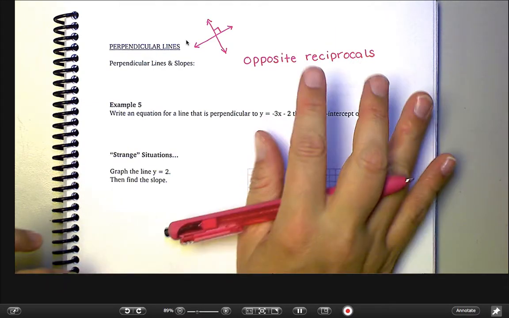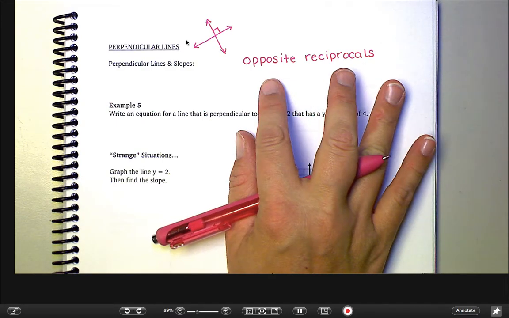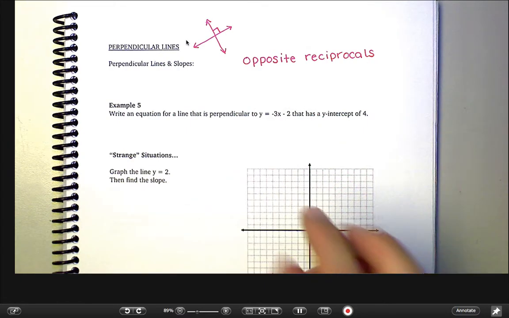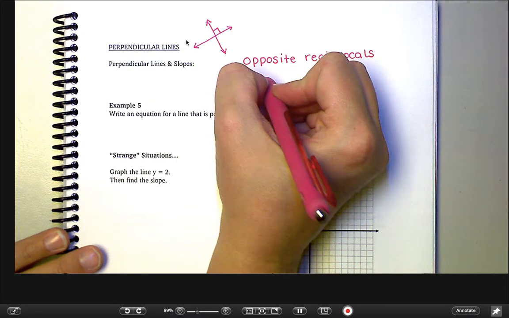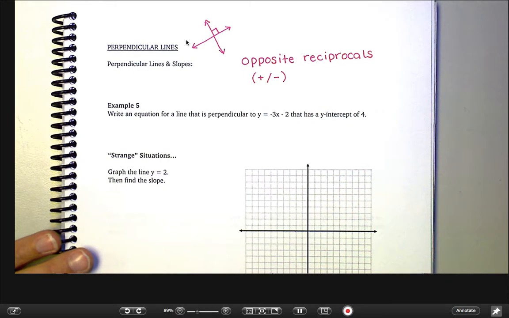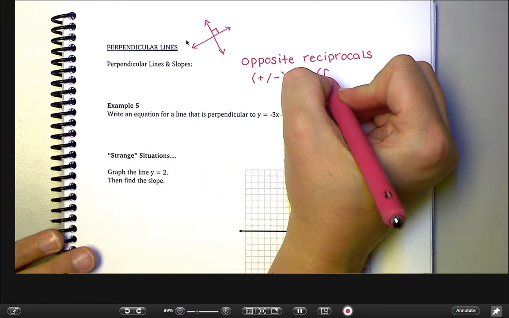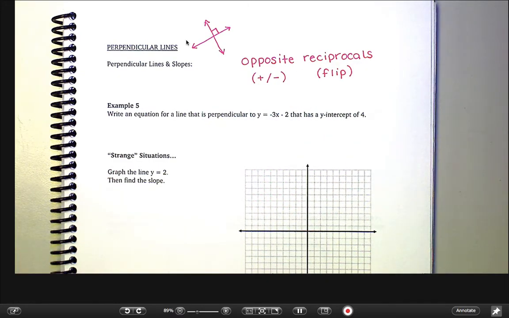And I find in math, sometimes people use these words sort of interchangeably. They think that opposite and reciprocal mean the same thing, but they actually mean two very different things. In math, opposite is talking about plus and minus, okay, positive and negative. Okay, if it's positive, turn it negative, vice versa. Reciprocals are like when you're working with a fraction and you flip it upside down, okay? So we switch the sign and we flip it upside down. That's how we make a line be perpendicular.